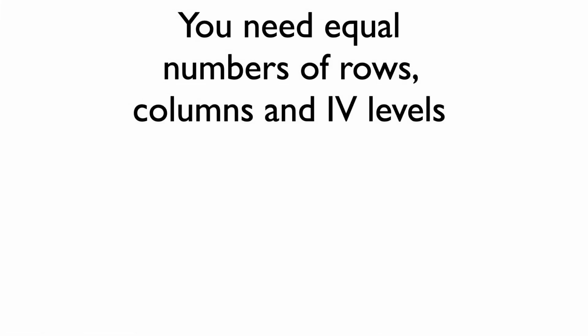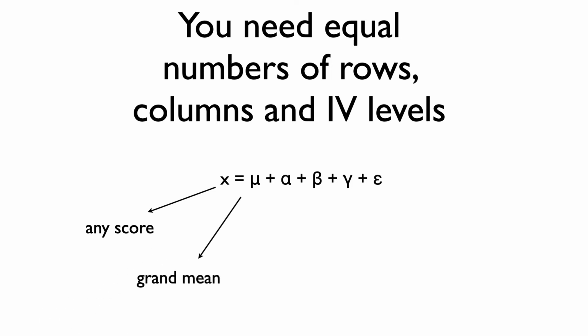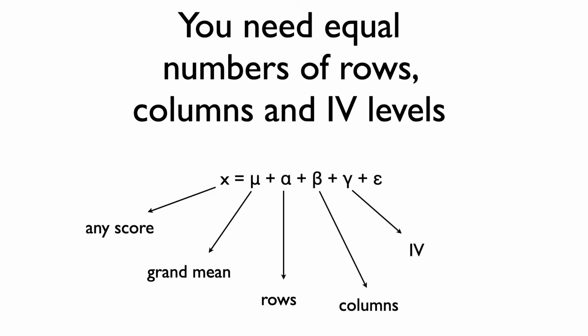So you had an equal number of rows, columns, and independent variable levels. This is a very stringent kind of set of assumptions, right? And then here's your model, which is any score equals the grand mean. These things shouldn't surprise you, the grand mean. Now, this is rows, columns, and levels of the independent variable. Okay, so any score equals the grand mean, rows, columns, independent variable, and of course, error or residual, what's left over.